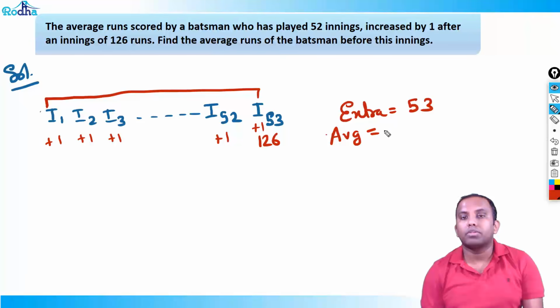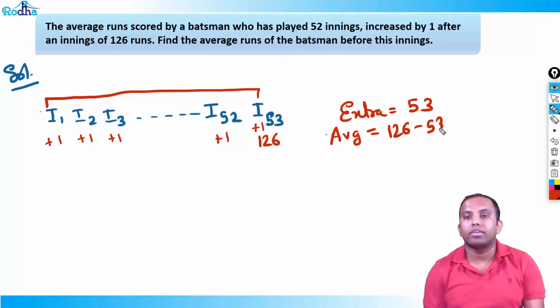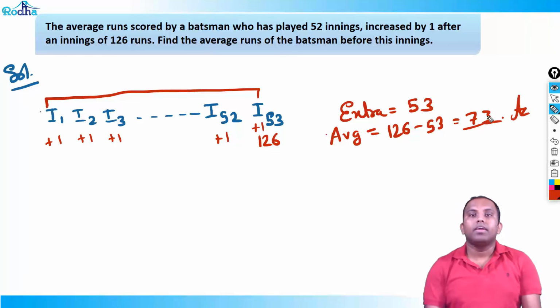So his average must be how much? 126 minus 53. That is 73. That's it. That's the answer. Right. Just again listen. It's a very simple concept.